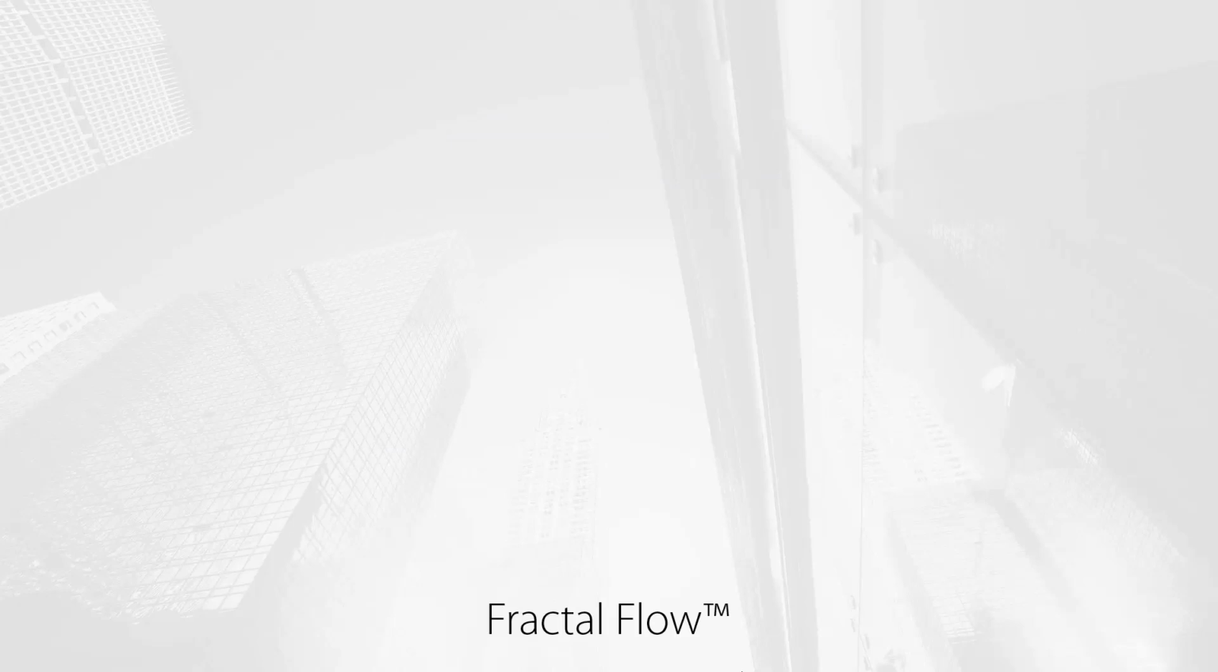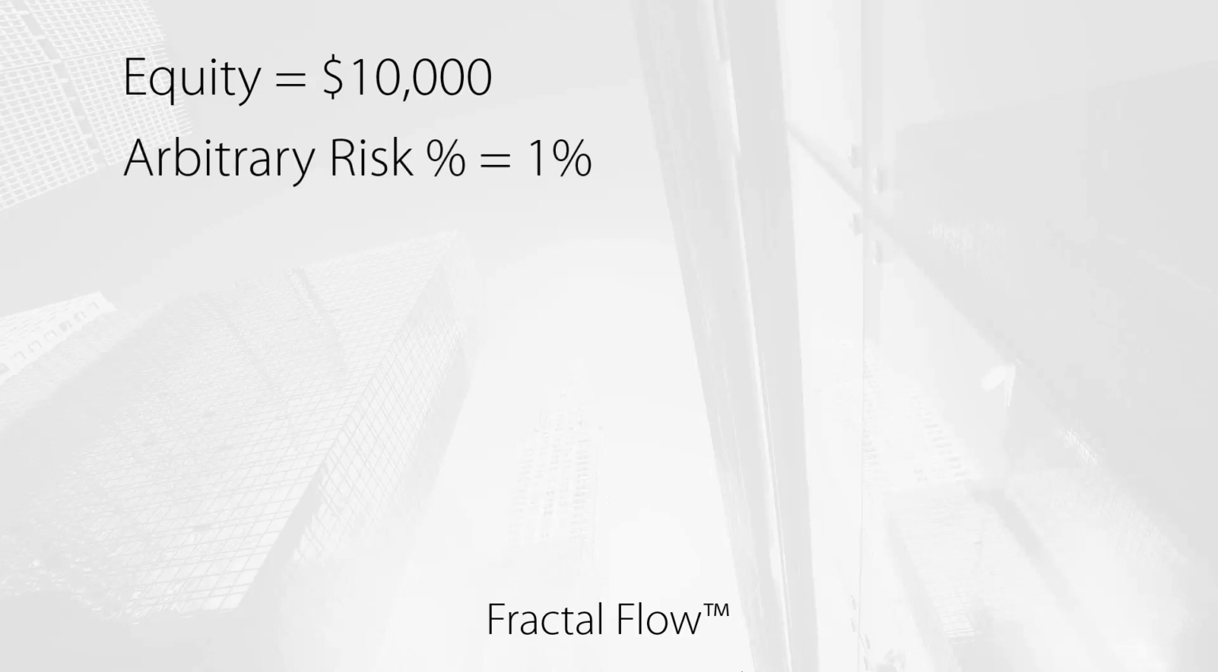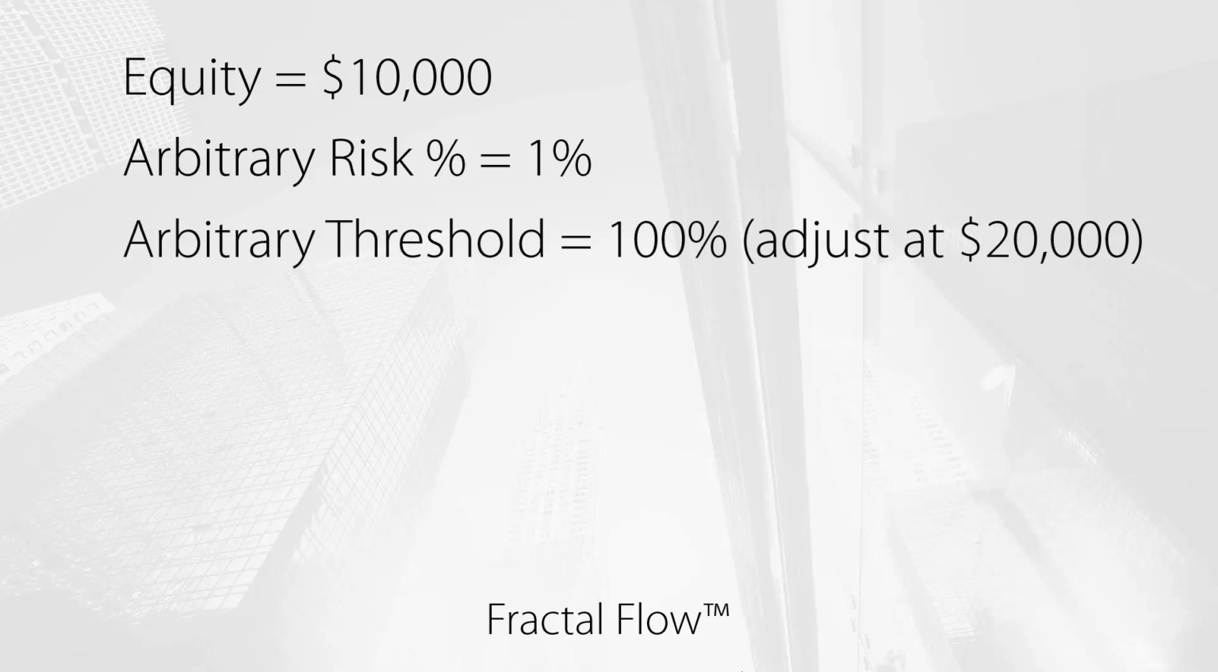Imagine that we have an equity of $10,000. In this example, we will use risk contraction and expansion, so we will define our arbitrary risk percentage as 1%. That way, every trade we make will risk 1% of our equity regardless of our stop-loss size. Our threshold will be 100%, so when the account reaches $20,000, we will adjust the size of our trades again, but not until it hits this threshold. 1% of $10,000 is $100, so in every trade we make under the linear threshold method, we will risk $100 until we hit $20,000. Once the threshold is met, we adjust the size of our trades to 1% of the new equity, which is $20,000.